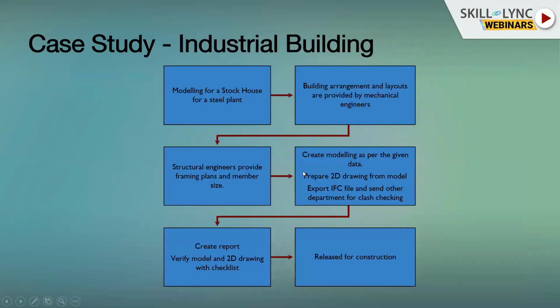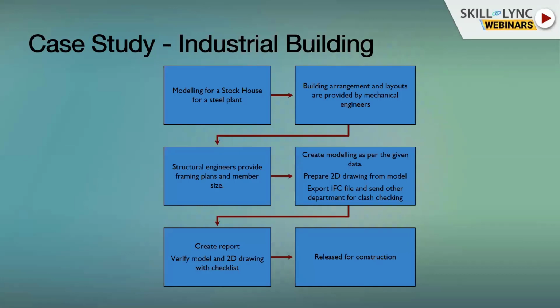So now we come to some case studies, the industrial building. I'll give you one example: the stock house, which is quite a kind of mechanical building. When you build a blast furnace unit, you can understand that when the furnace is running, the coal, filter, and those things are stocked in the stock house. It is a huge, big building, and there is a lot of equipment there.